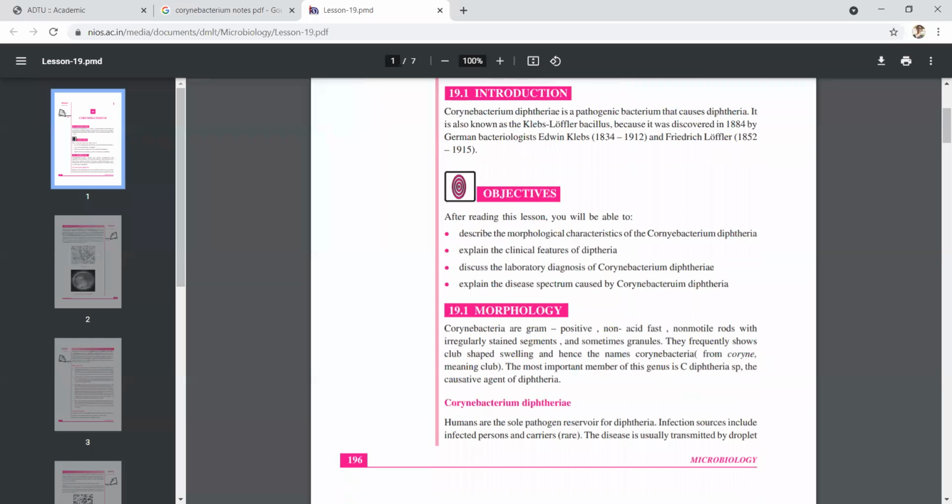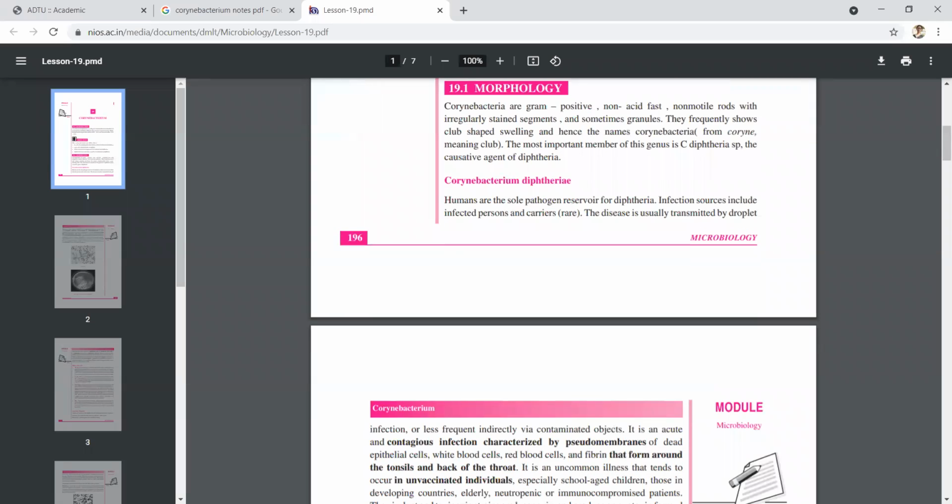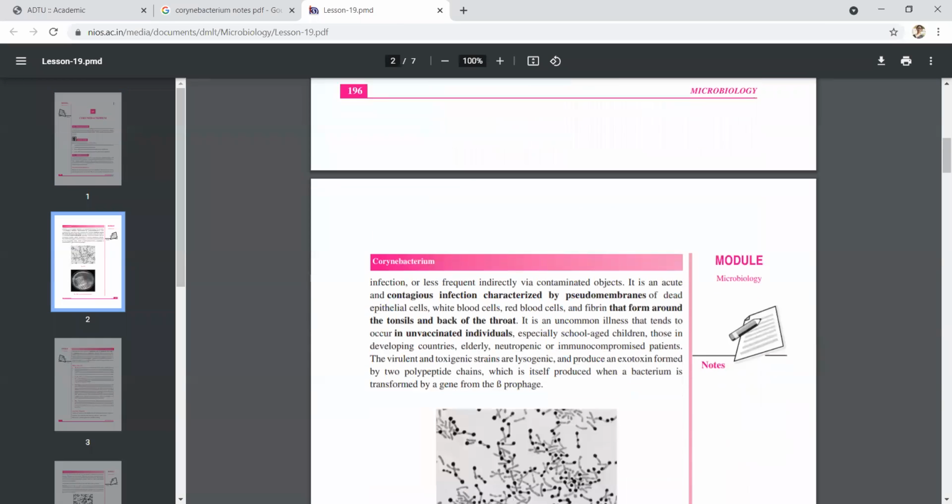Now coming to the morphology of the bacteria, Corynebacteria are gram-positive, non-acid fast, non-motile rods with irregularly stained segments and sometimes granules. They frequently show club-shaped swelling, and hence the name Corynebacterium. The word coryne has come from the word club. Club means a kind of swelling, you know.